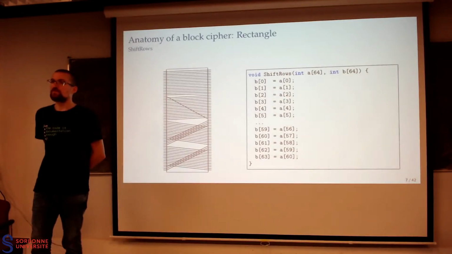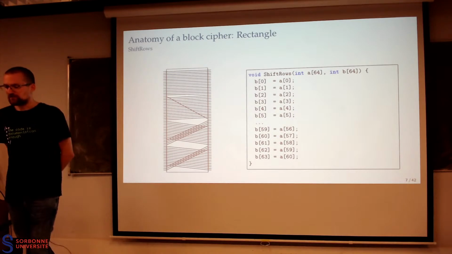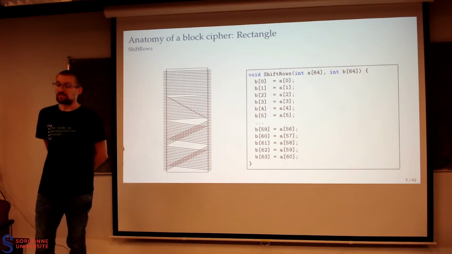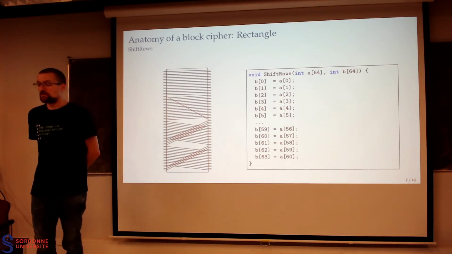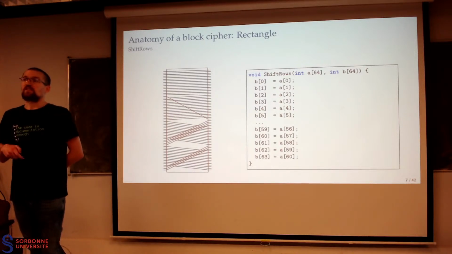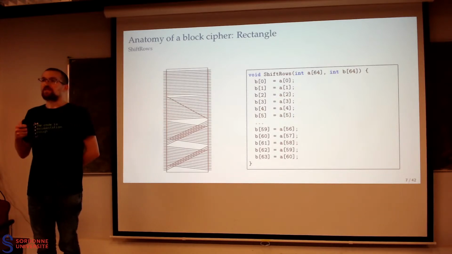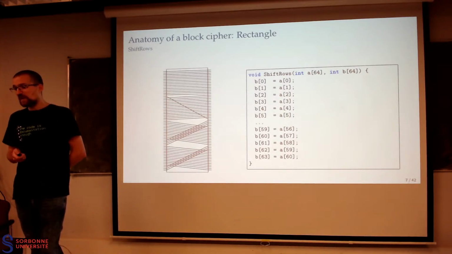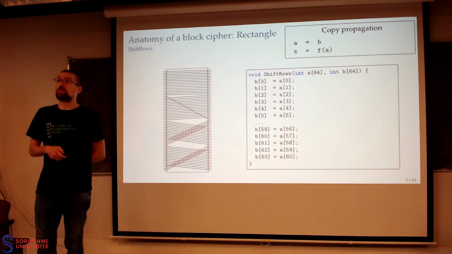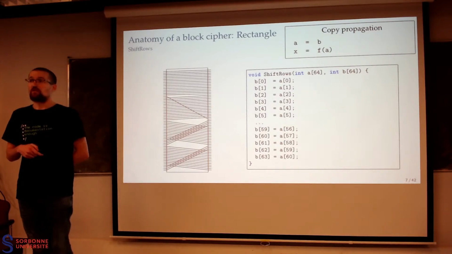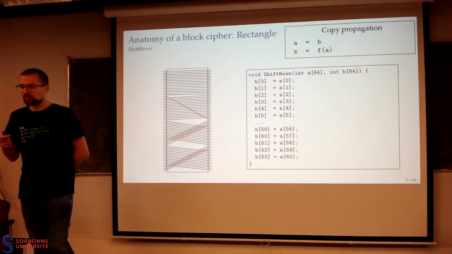Now let's zoom in on ShiftRows and SubColumn. First, ShiftRows is a permutation from 64 bits to 64 bits. However, since we are doing bit slicing, each bit is in a different variable, meaning that this permutation can be written as 64 assignments. Fortunately, there is an optimization called copy propagation, which most C compilers already perform themselves, but you can also do it by hand.